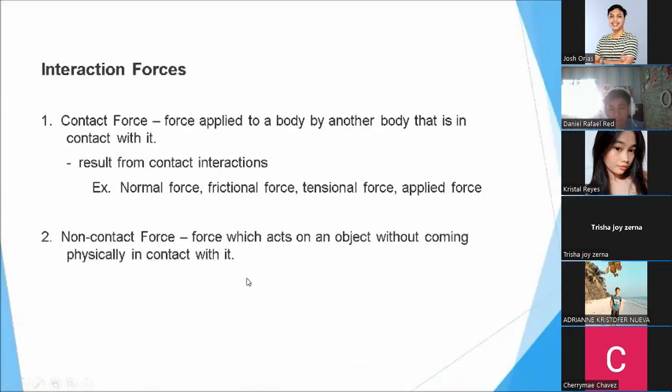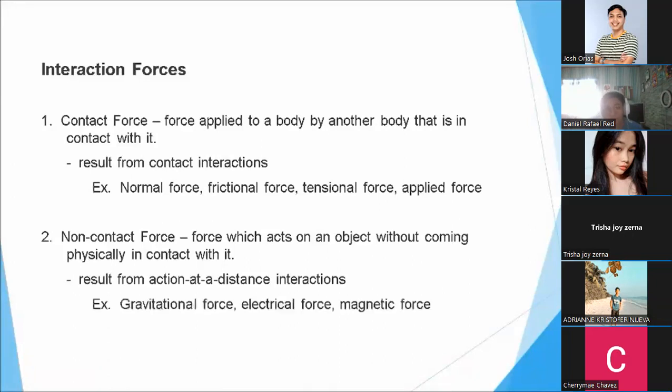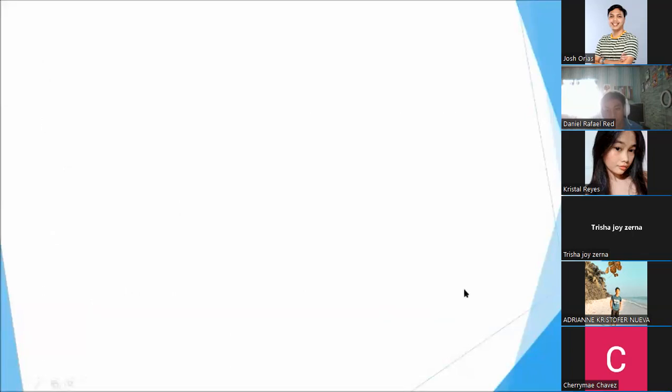The other one is non-contact force, okay? So it acts on an object without coming physically in contact with it. This means that even if the two objects are not touching each other, or are far apart from each other at a certain distance, there is still an interaction. And if there is an interaction, there are still force pairs, right? So it comes from action-at-a-distance interactions. Examples of these are gravitational force, electrical force, and magnetic force. Those are the interaction forces.